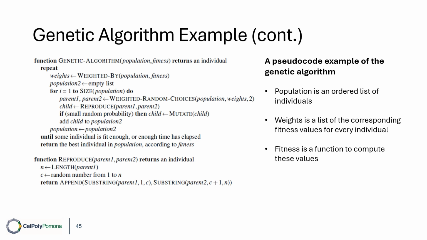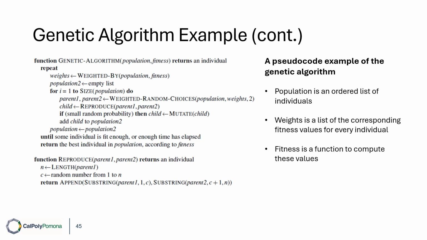Now, our weights are calculated by assigning probabilities to individuals in our population based on their fitness. Our weighted random choices function randomly selects two parents, with the fitter individuals being more likely to get chosen. The reproduction function combines genetic material from two parents to create a child solution. The length of parent strings gets determined by the line set by n to be the length of parent 1. A random crossover point is made called C, choosing between 1 and n, and then a child is made by appending the first part of parent 1 to the second part of parent 2.